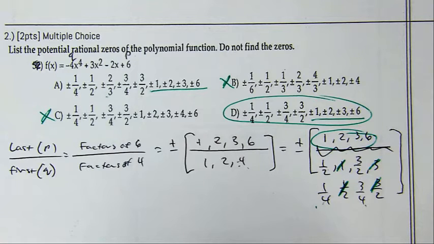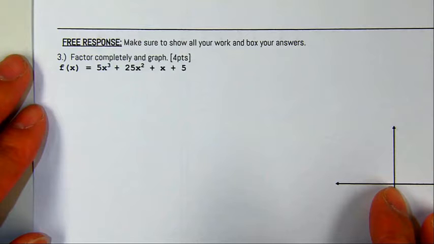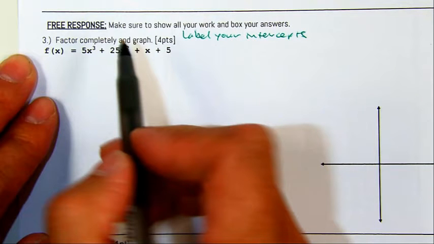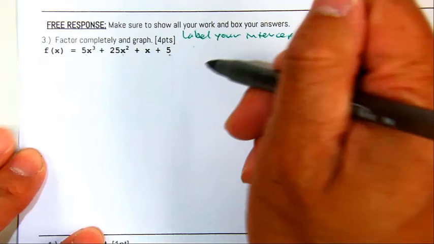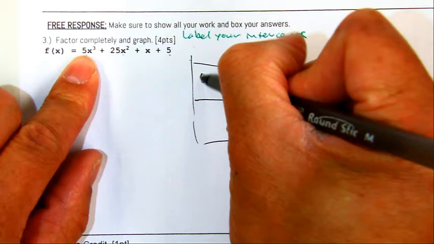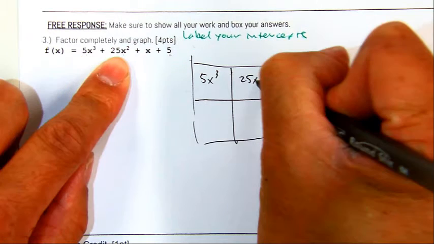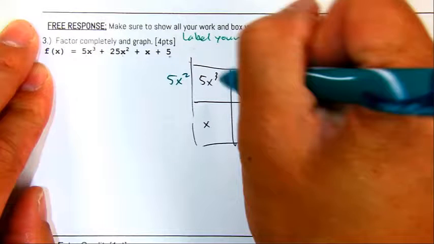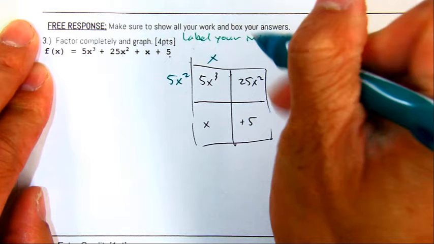Question number 3, make sure to show all your work and box your answers. I did tell you guys to factor completely and graph and to label your intercepts. Okay, so how do I factor this completely? I have 4 terms, and I'm going to take a chance at factoring by grouping. So I'm going to put this into the box: 5x cubed, 25x squared, x, and positive 5. Greatest common factor in this direction, let's use a different color: I have 5x squared, this direction is x, 5, and this would be a 1.